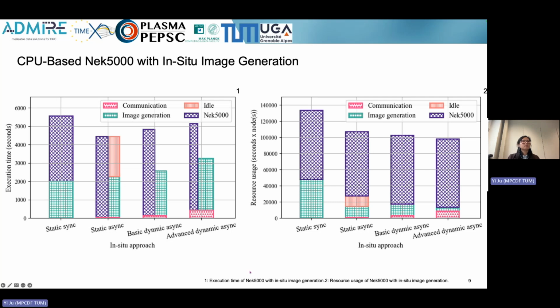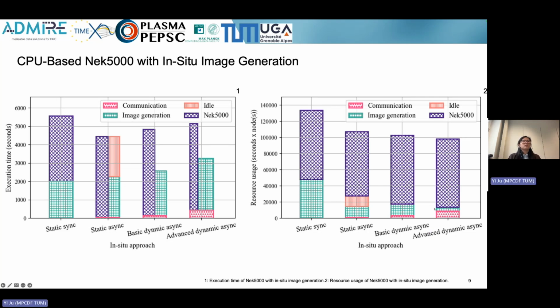From this plot, we can see for the static synchronous approach, although there's no idle time, it takes the most resource usage. For the static asynchronous approach, there's idle time, so it takes more resource usage than the dynamic asynchronous approaches.